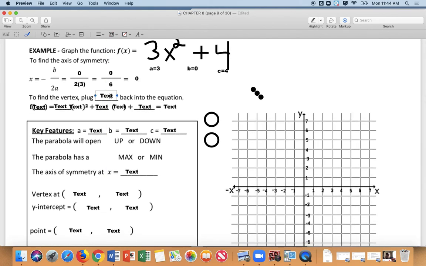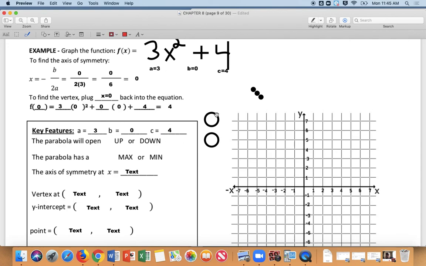All right. So to find the vertex, I'm going to go ahead and plug in 0. So x equals 0. So we have 3 times 0 squared, 0 times 0, and then we have 4 for C. So 0 squared is 0 times 3 is 0. 0 times 0 is 0 plus 4. Well, we have 4. So we have A is 3, B is 0, C is 4.